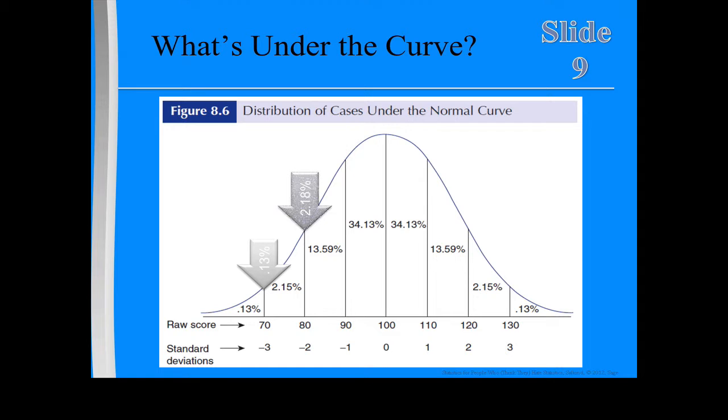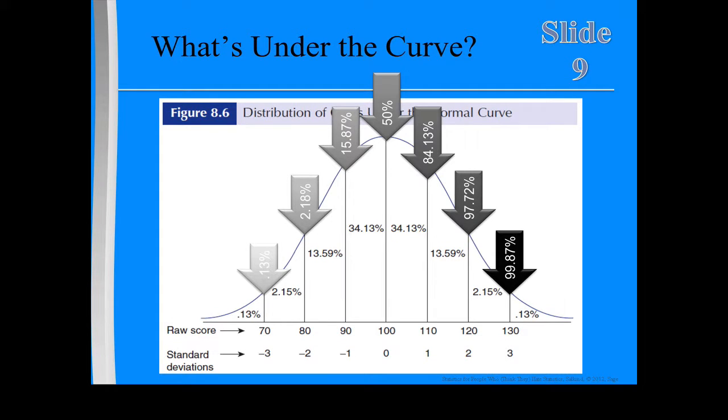0.13% plus 2.1% equals 2.8%, plus, you get the idea, and so on around the curve. Knowing these cumulative percentages gets us at the first step of understanding our probabilities. But first, we have to understand what all this means.